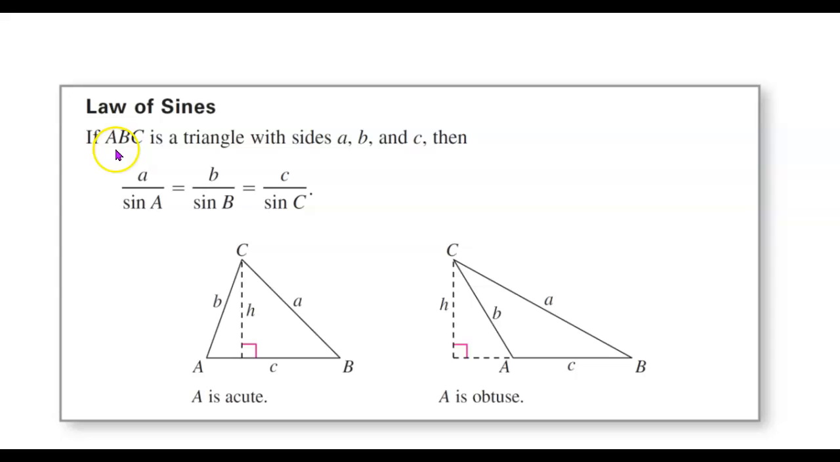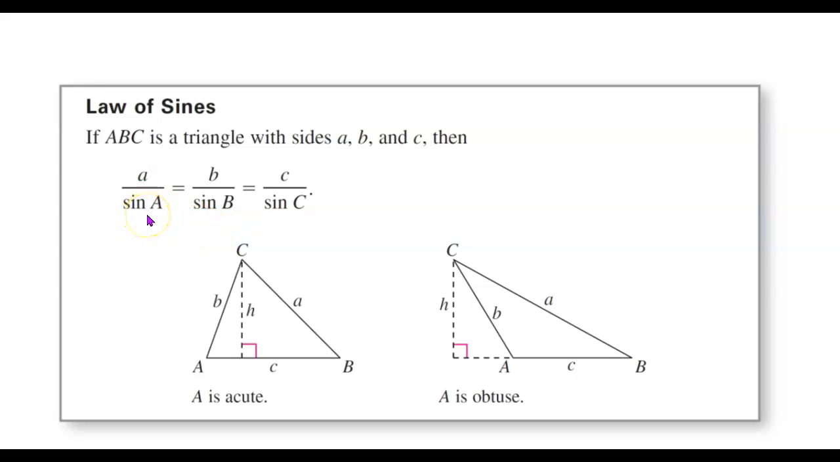So the law of sines says if ABC is a triangle with sides little a, little b, and little c, and the way that works is little a stands for the length of the side that is across from angle A. Little b is across from angle B, little c is across from angle C. In that case, little a over the sine of angle A is equal to little b over the sine of angle B is equal to little c over the sine of angle C.